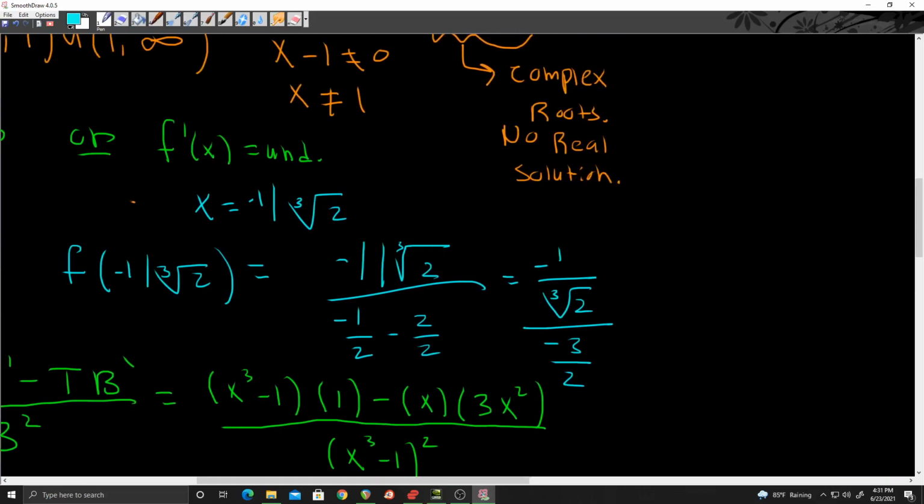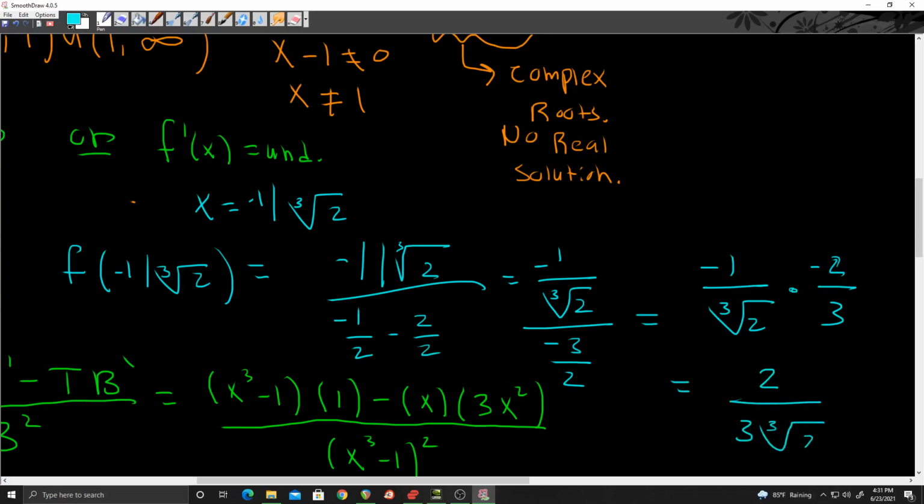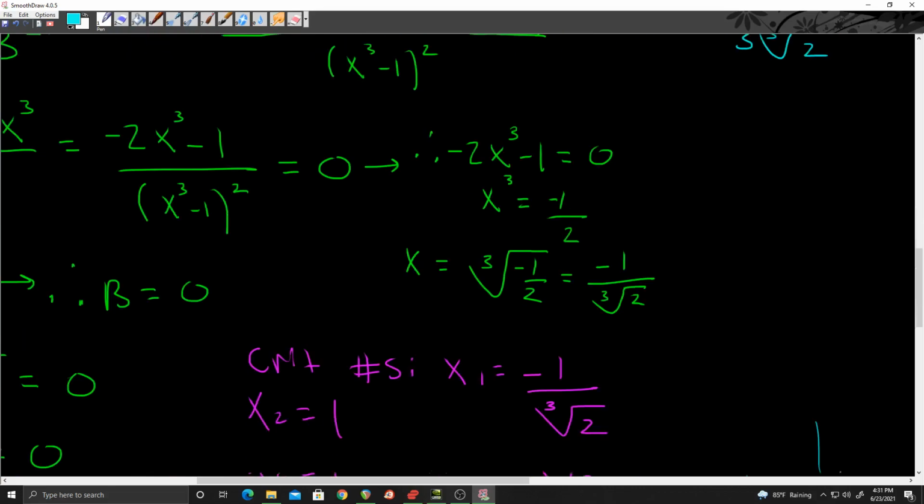All right, and now, complex fraction, not a big deal. We've done a million of these, right? Flip this. There we go. Negative times negative is going to be positive. We're going to have positive 2 over 3 cube root of 2. That's going to be the y value of the maximum there.